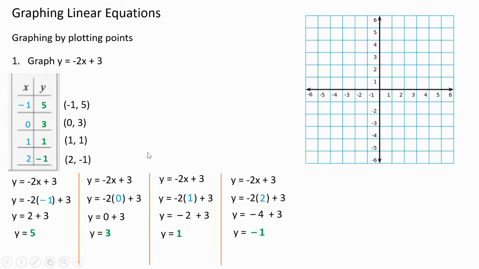So there's my graph. So there's -1, 5. And this is 0, 3, right? I could have graphed it right here with 2 points, because you only need 2 points to graph. And then comes 1, 1, and then 2, -1. So all I do is connect all those points with a line. And that's how you graph by plotting points.